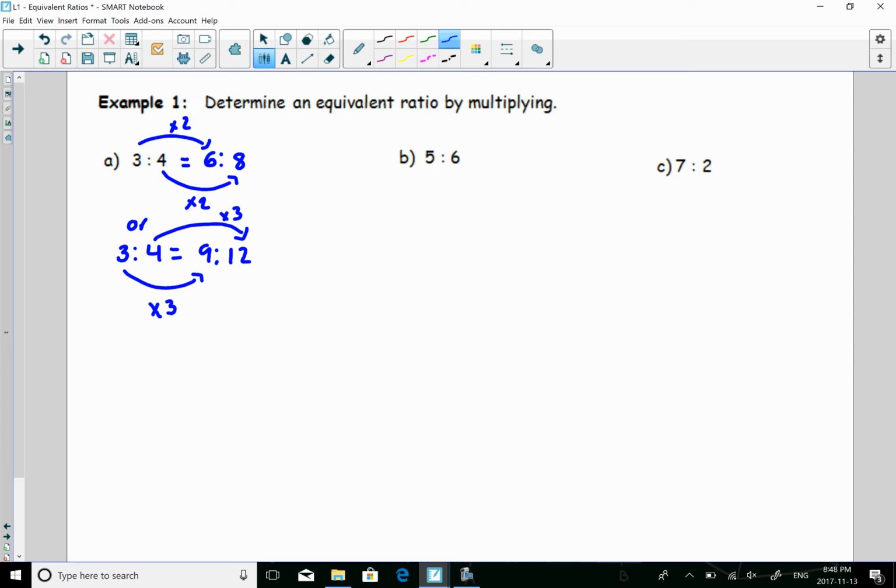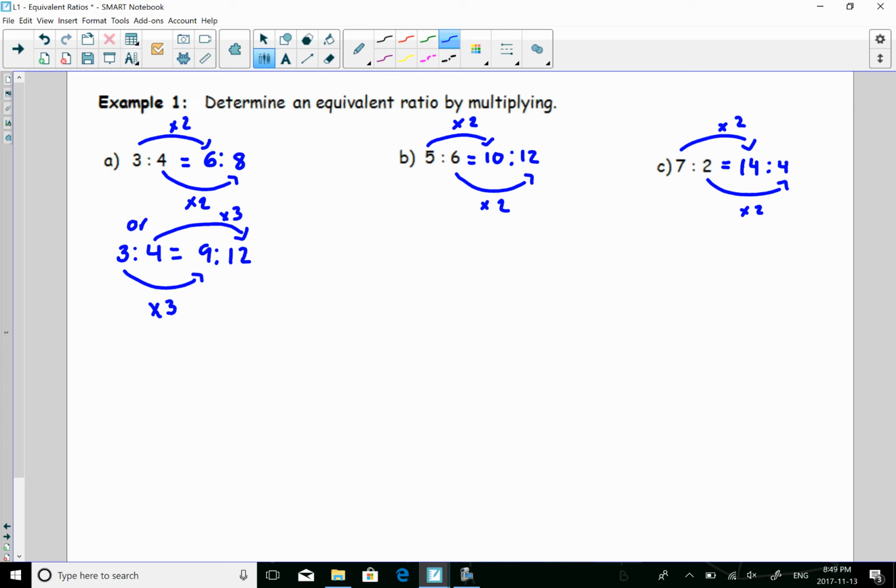Okay, equivalent ratio 5 and 6, times it by 2. Or let's say I want to multiply these by 2. It doesn't have to be 2, you can do 3, you can do 4. So you get equivalent ratios by multiplying both by the same number. So notice these are both 2, these are both 2, these are both 3. So they have to be the same for both.